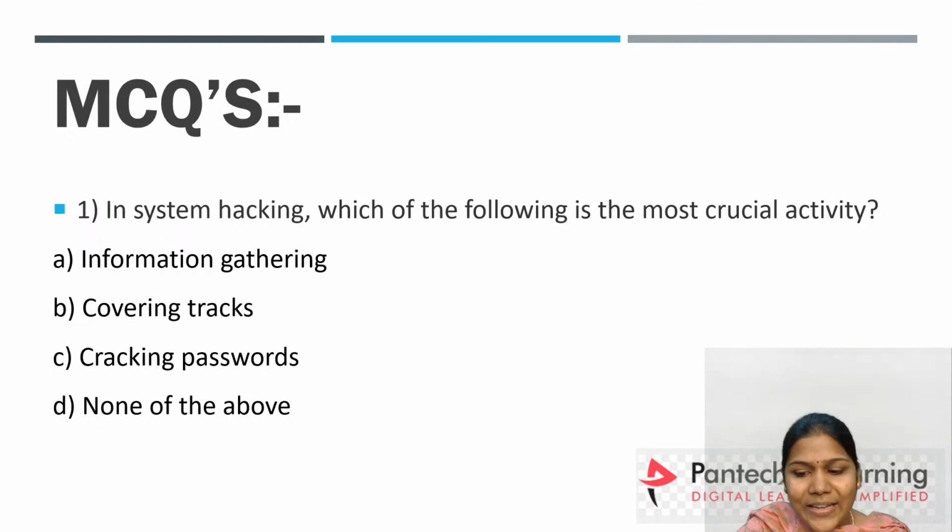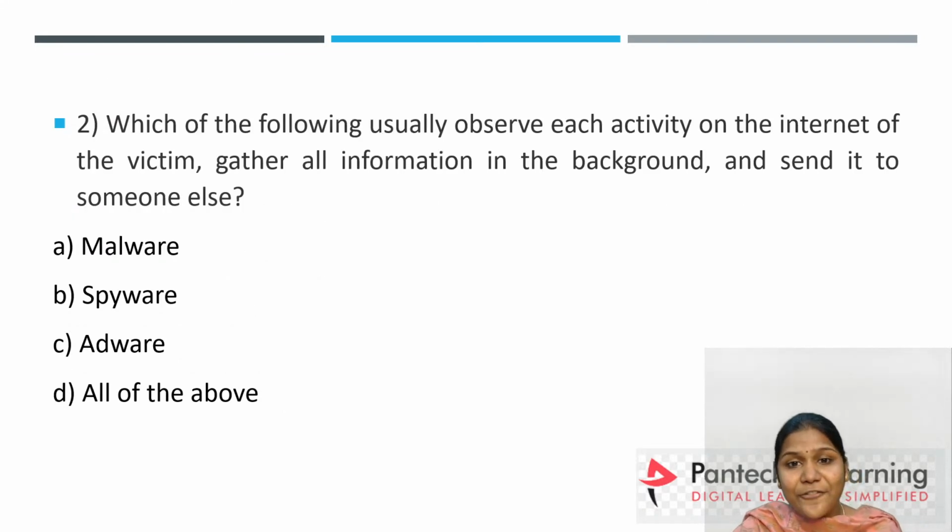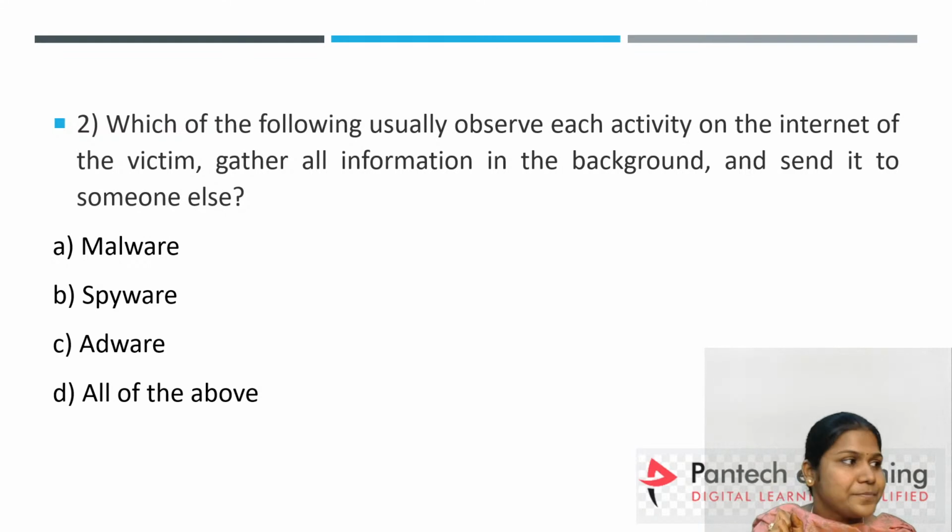So the next query is here. Which of the following usually observes each activity on the internet of the victim, gathers all the information in the background and sends it to someone else? It's nothing but hacking. Okay. Who is going to observe each and every activity on the internet of the victim, gather all the information in the background and send it to someone else?